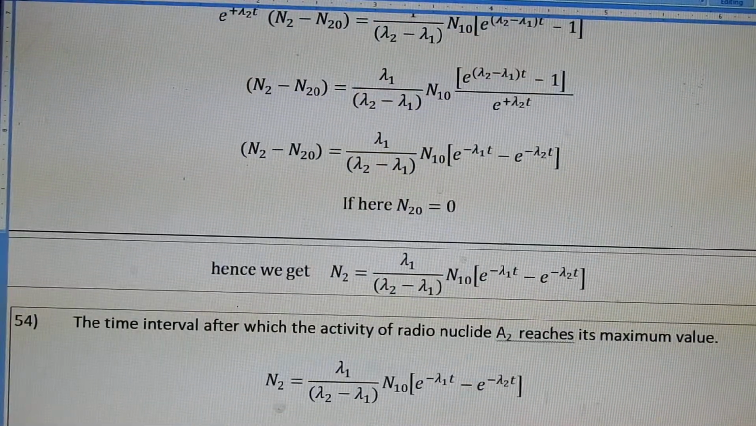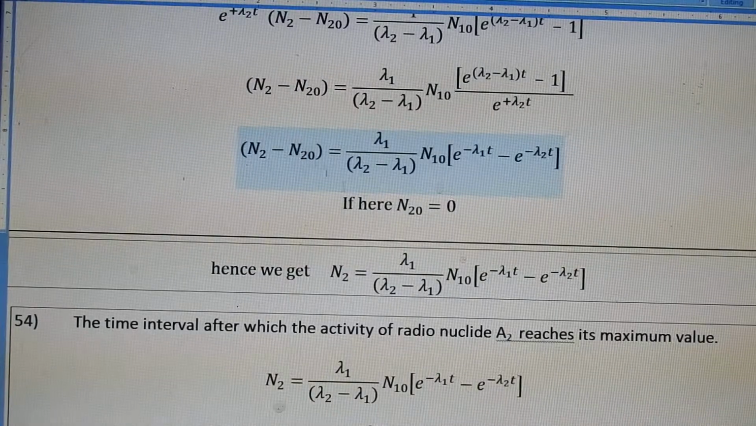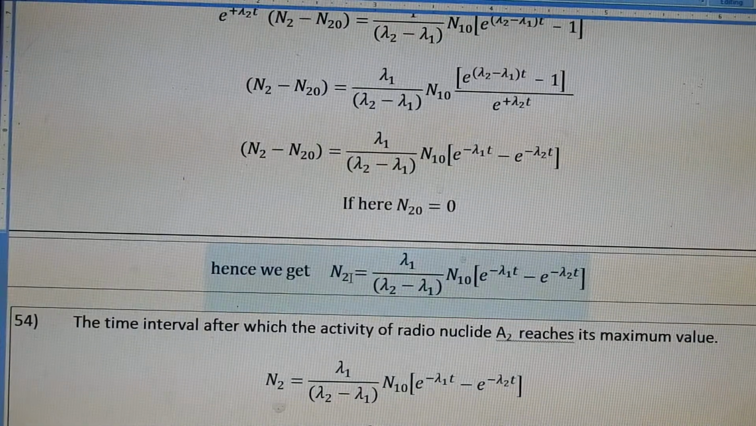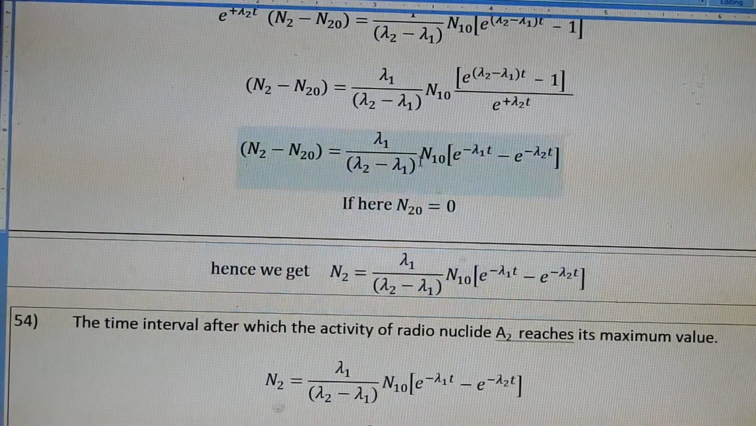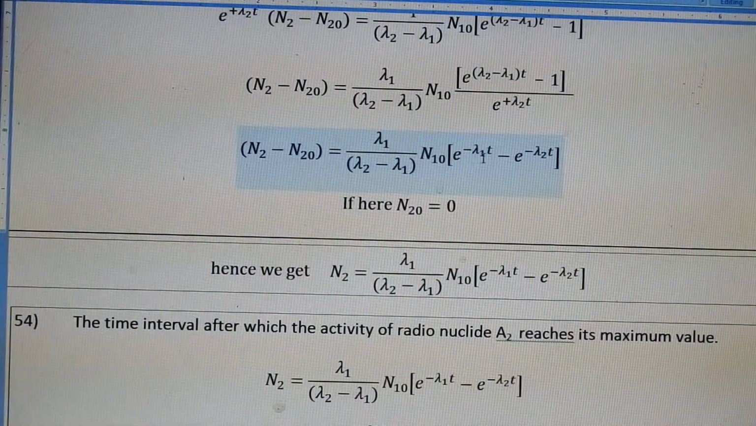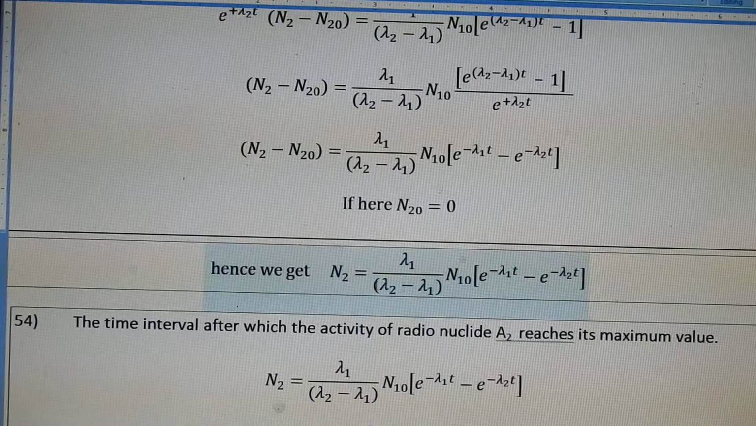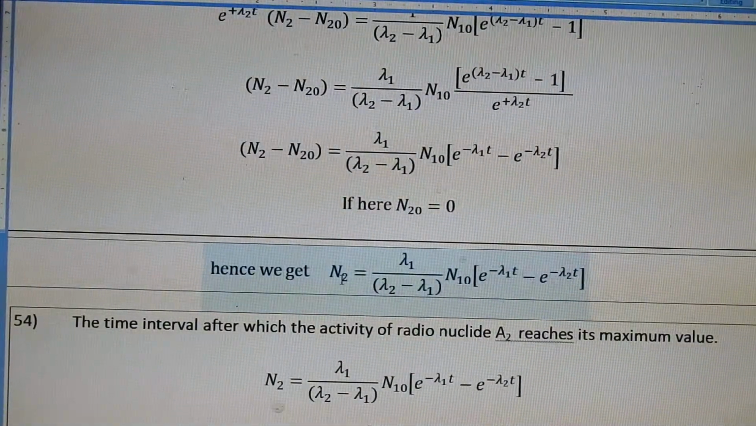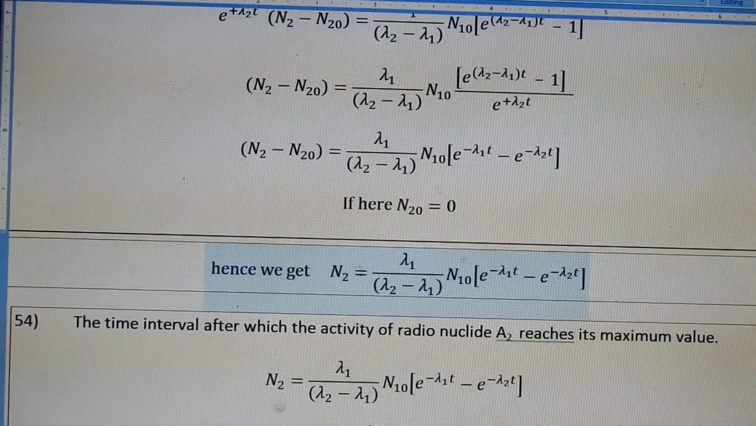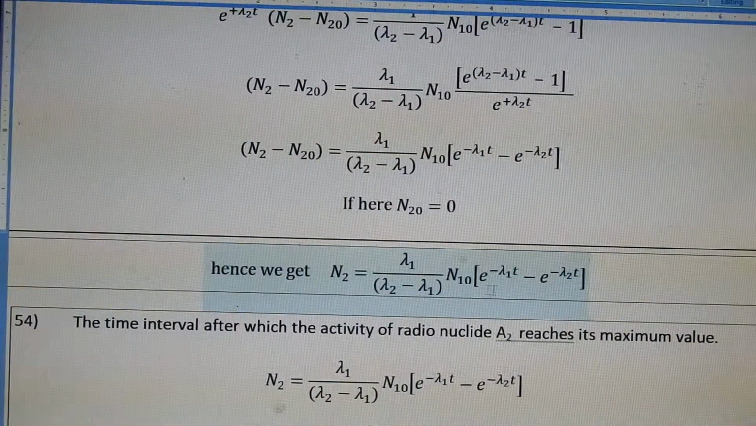Next, what happens if N2₀ is equal to 0? If I substitute here, it means the integration has not yet started, and the maximum value reaches up to N2 only. So if I write it there, N2 is equal to λ1/(λ2 − λ1) N1₀ (e^(−λ1 t) − e^(−λ2 t)), as it is. So this is the final value of the maximum number of N2 nuclei when A1 is transformed into A2 nuclei. That is the value we finally got.